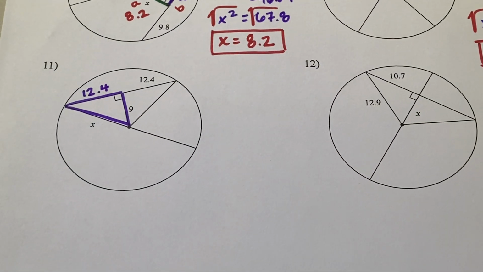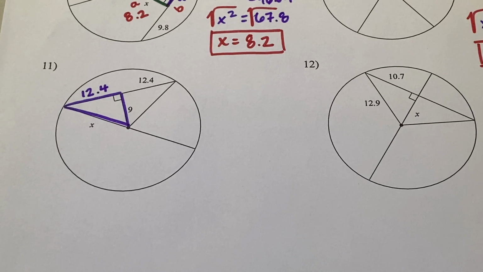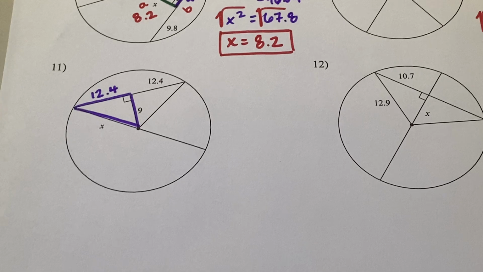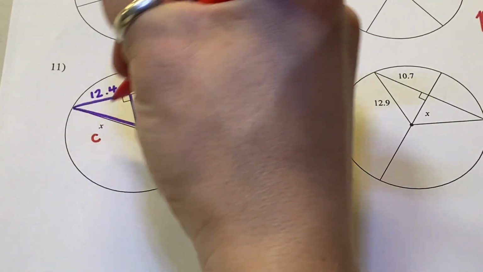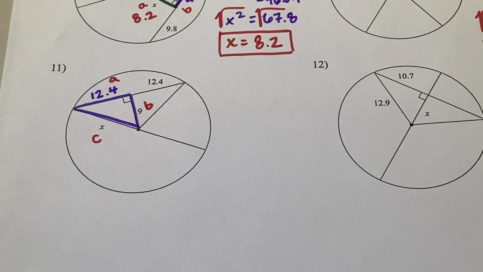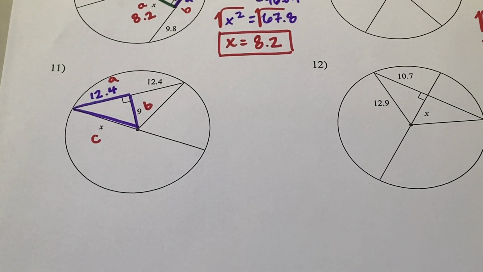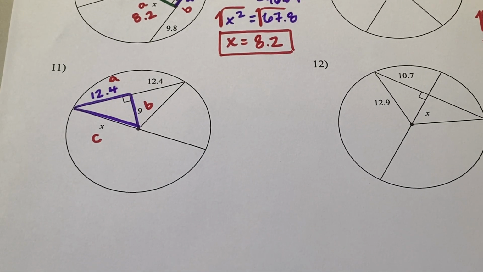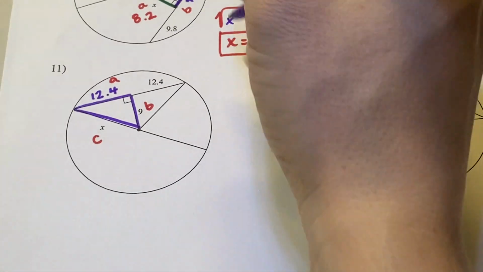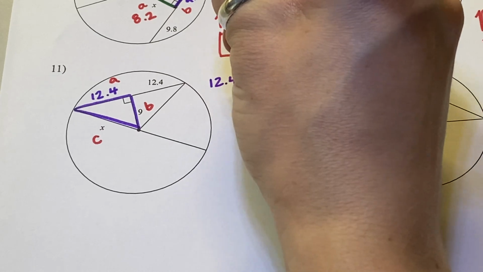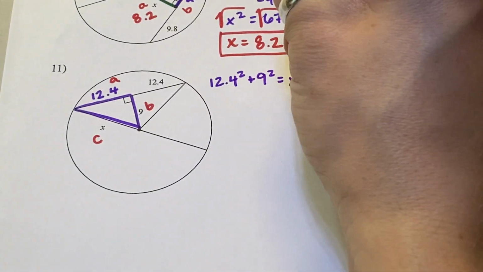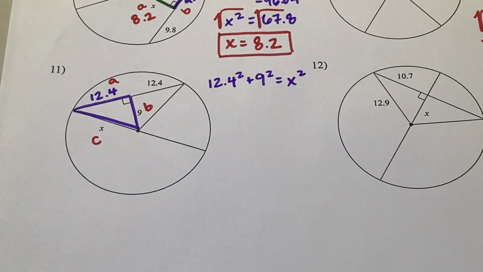Okay, now I have at least 2 sides of my triangle, but which sides are my A, B, and C this time? C is X. A or B, 12.4 or 9. Beautiful. Ooh, C is X this time. I like this one. Good practice. Okay, here we go. A squared, 12.4 squared, plus B squared, 9 squared, equals C squared, which is X, X squared.